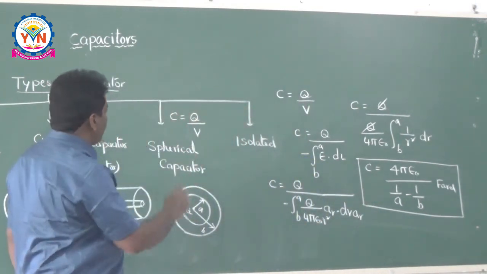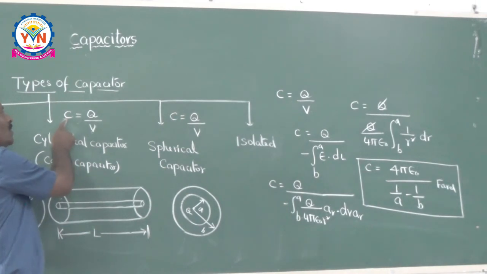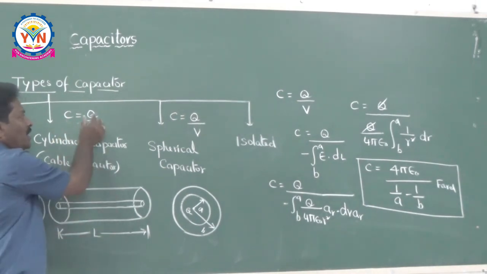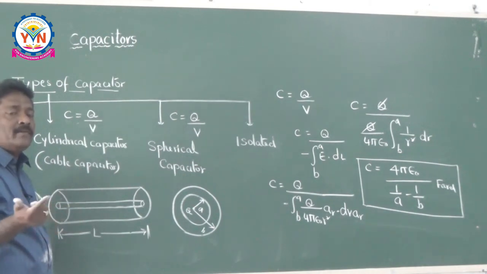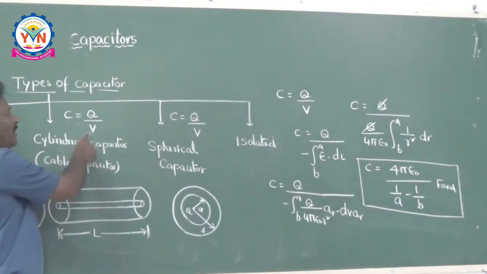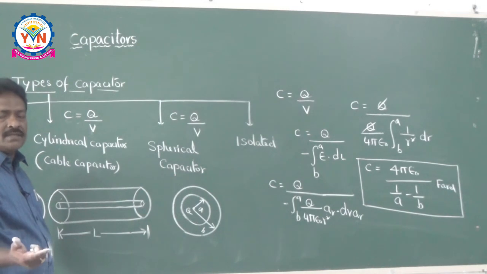So how simple it is, because you are just doing your journey from fundamentals. C is equal to Q by V. Q, the charge enclosed, will be given by the Gauss law. And V is nothing but your potential definition, that's all.